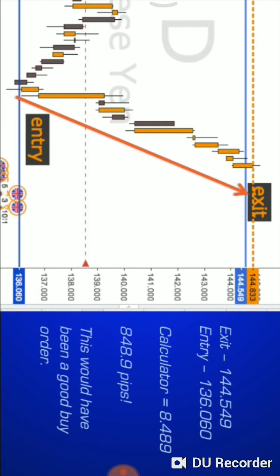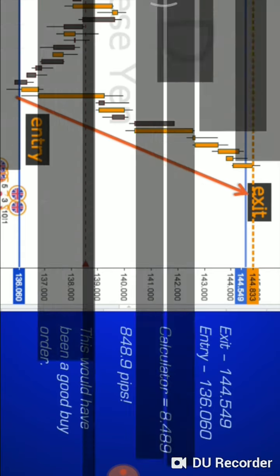If you did the math, you now should have gotten something like this: 8.489 on your calculator. So now if you slide the decimal over 2 places, that's 848.9 pips. And by the way, this would have been a very good buy order. You wouldn't have gotten something like this unless you were doing like a long-term order.